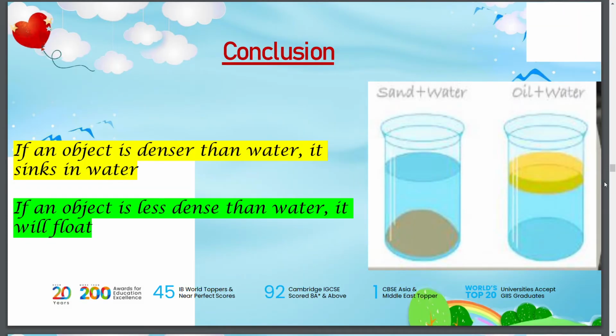So the conclusion is, if an object is denser than water, it sinks in the water. Just simple. But if an object is less dense than water, it floats on the water. As you can see here, wood, and here oil and water, and sand and water. Oil plus water, you will see oil will float on the water, it will never sink, but sand will sink in the water.